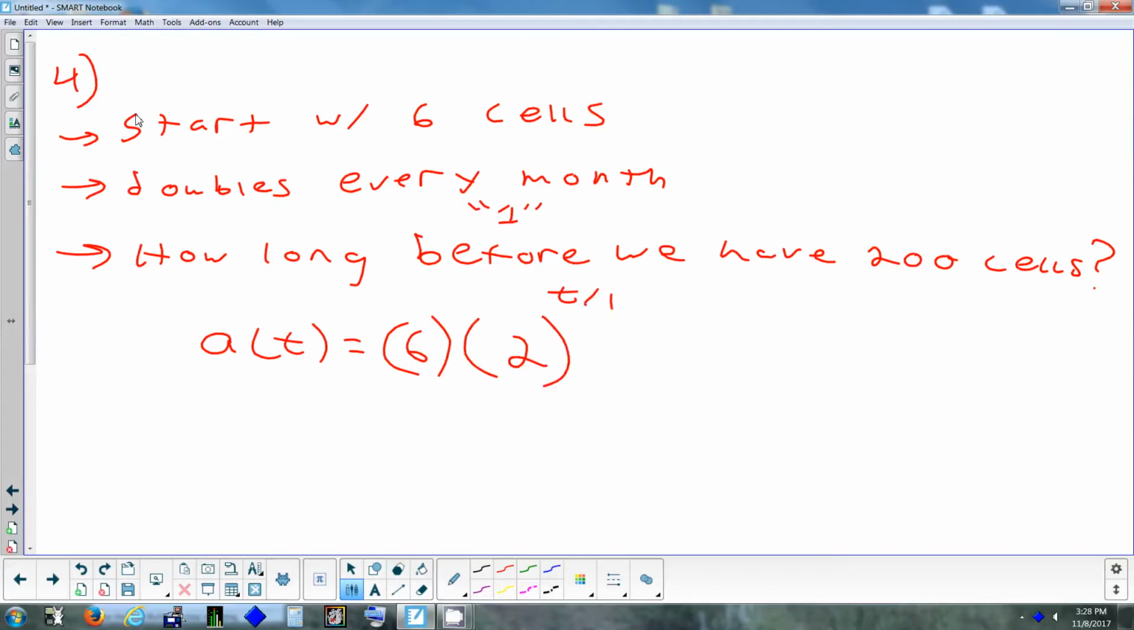So just, I guess for completeness, I'll put it so you can see it. And now we want to know when we're going to have 200 cells. So would we plug that in for A of t or t? A of t, that's an amount. So fill that in.